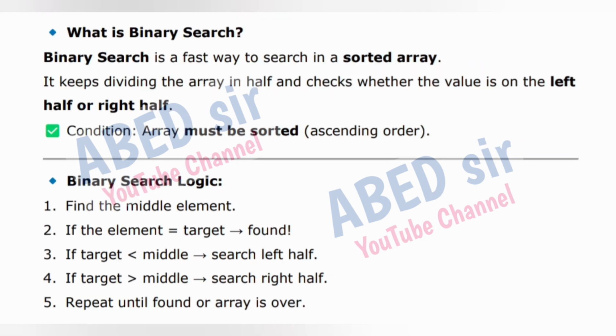What is binary search? Binary search is a fast way to search in a sorted array. It keeps dividing the array in half and checks whether the value is on the left half or right half. Condition: array must be sorted, ascending order. Binary search logic: 1. Find the middle element. 2. If the element is equal to the target, found. 3. If target < middle, search left half.